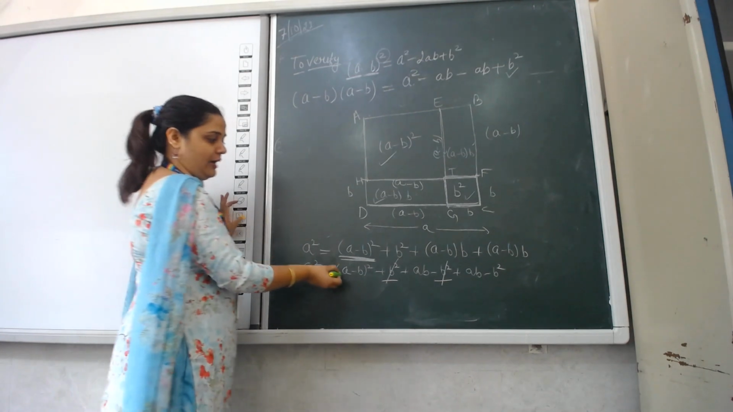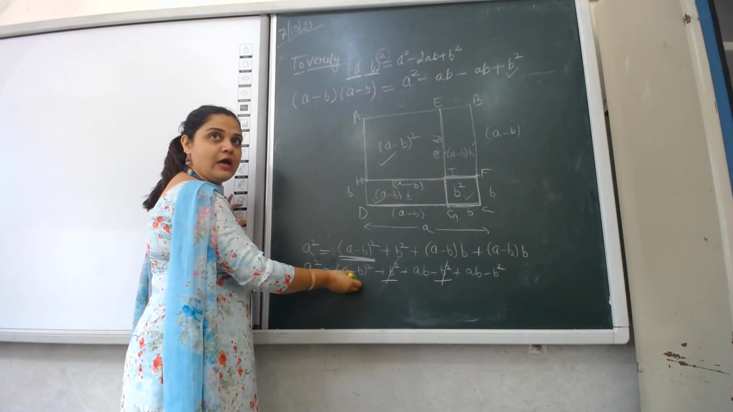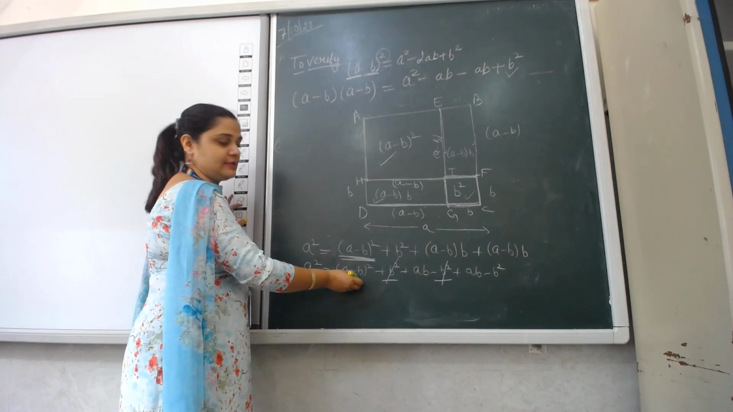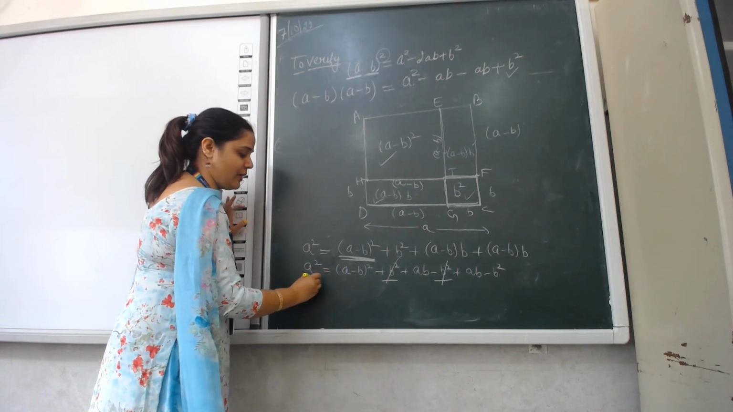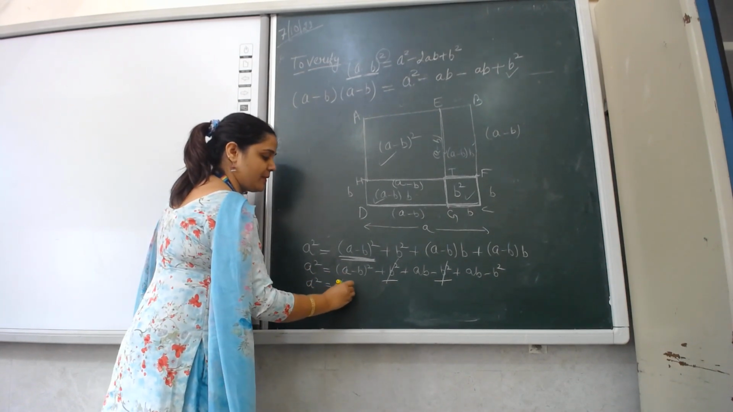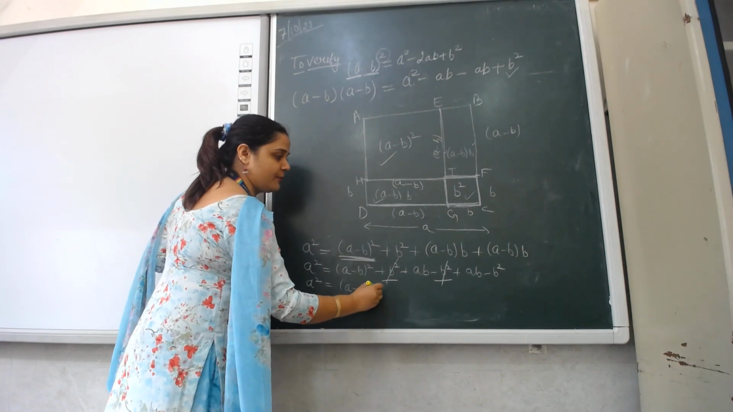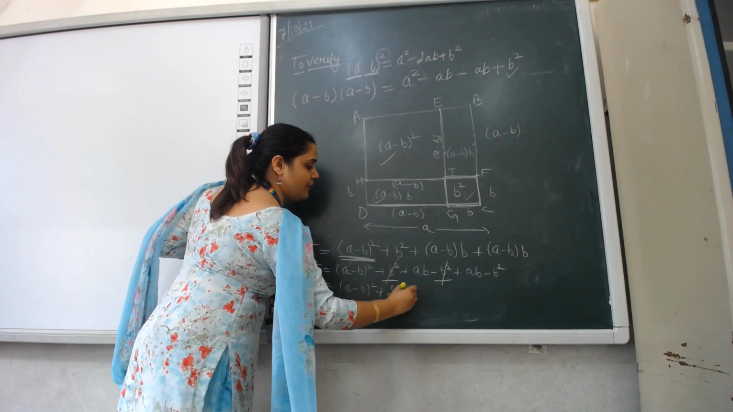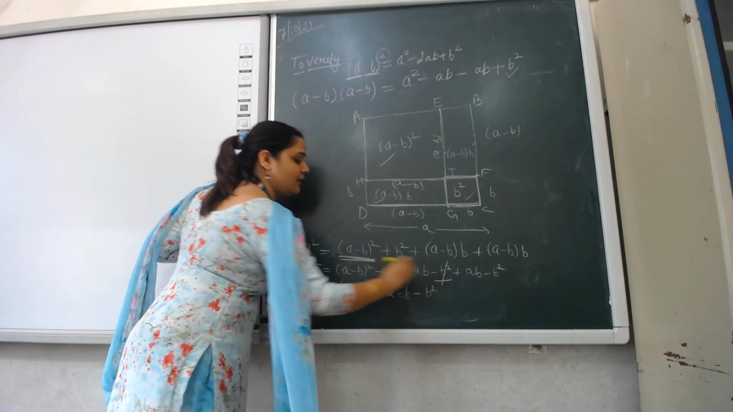I told you we are not going to shift it. We are going to keep it as it is. So this is A square is equal to A minus B whole square plus AB added twice, so 2AB minus B square. Right?